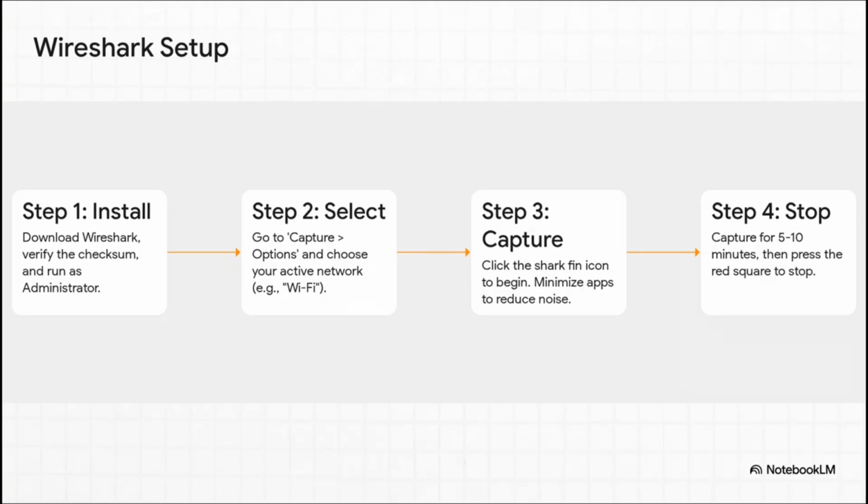All right, let's walk through this. First, you'll download and install Wireshark. Now, this is super important. You have to run it with administrator or sudo privileges, otherwise you won't see everything. Once you're in, you'll pick your active Wi-Fi or your Ethernet connection. And here's a pro tip. Before you hit start, close your browser, your email, shut down everything you can. This cuts down the background noise, which makes the suspicious stuff really stand out. Then, just click that shark fin icon to start, let it run for maybe 5 to 10 minutes, and hit the red square to stop. Boom, you've just created your first piece of potential evidence.